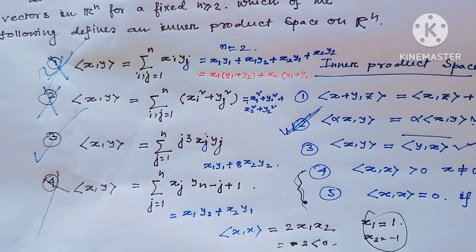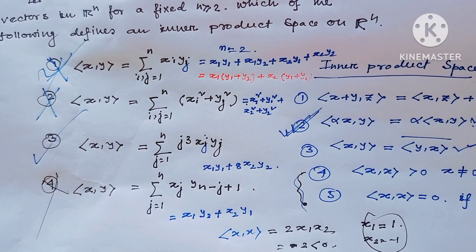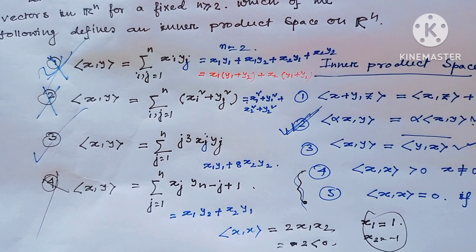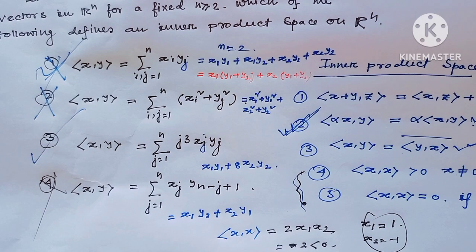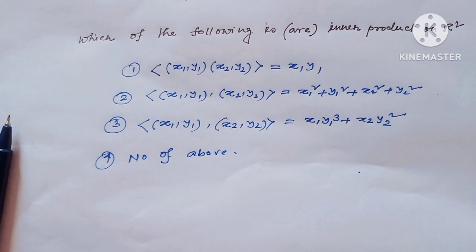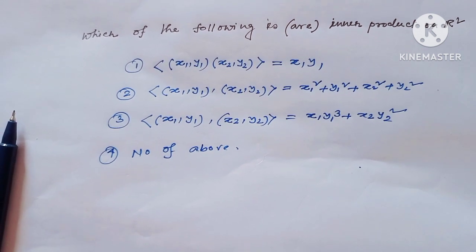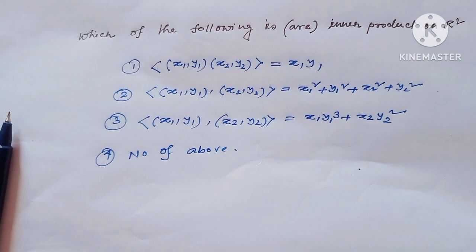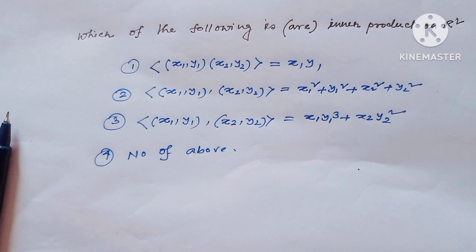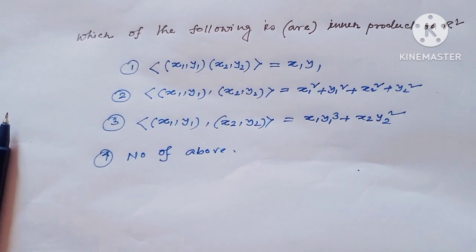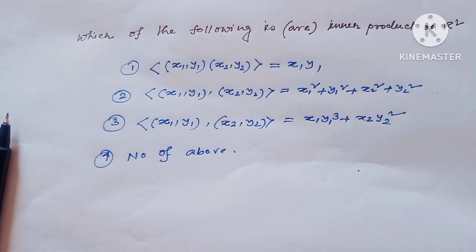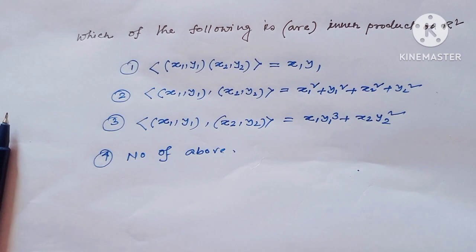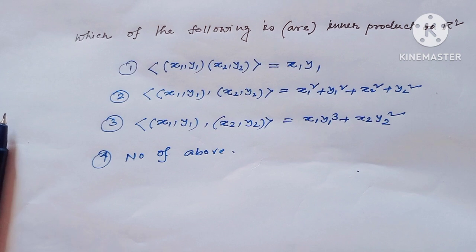This type of concept and this type of question is actually very important for all competitive exams. Okay, our next question, because I told you a few minutes ago that today I will discuss only similar types of examples. Which of the following is or are inner product on R2? Option 1: inner product of (x1, y1) with (x2, y2) is equal to x1 y1. Option 2: inner product equal to x1 square plus y1 square plus x2 square plus y2 square. Option 3: inner product equal to (x1 y1) cube plus (x2 y2) whole square. Option 4: none of the above. Which of the following would be true?